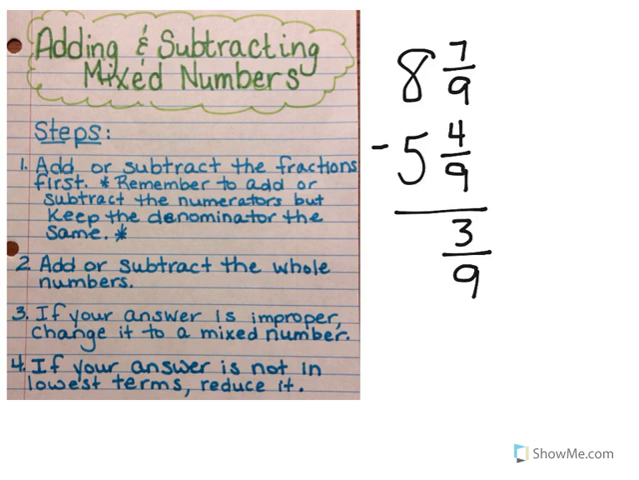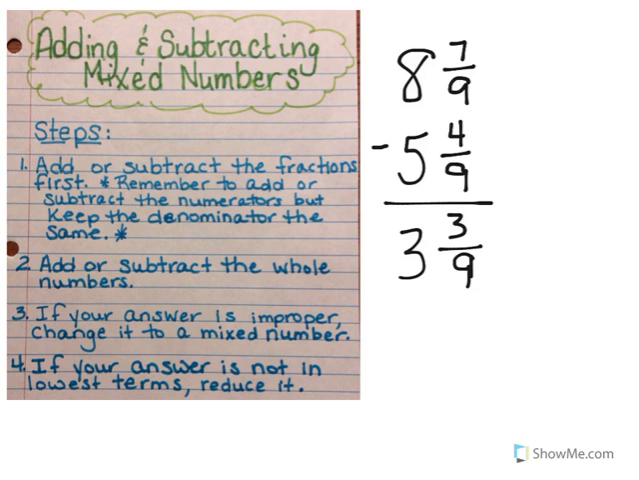Now I'm going to go ahead and subtract my whole numbers. 8 minus 5 is 3. Now again, the same two questions I have to ask myself is number 3 is if my answer is improper. And if I look here at that 3/9, nope, that is not improper because the numerator is smaller than the denominator. So that's okay.